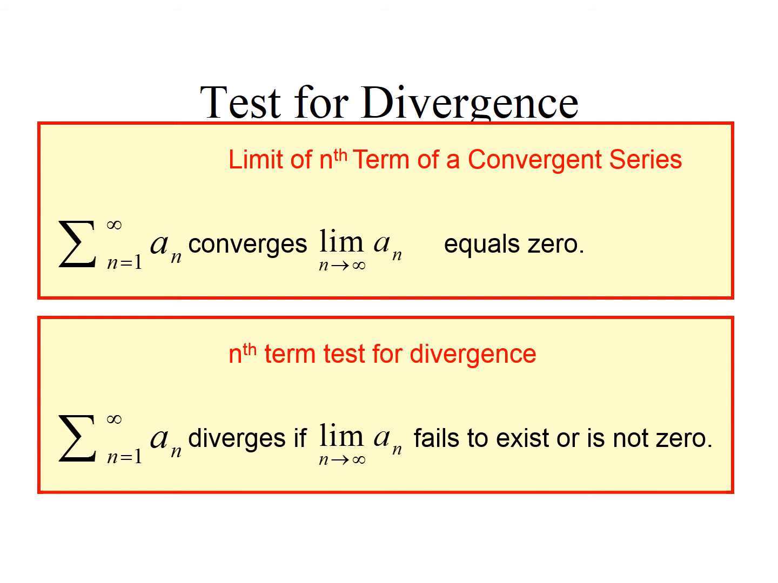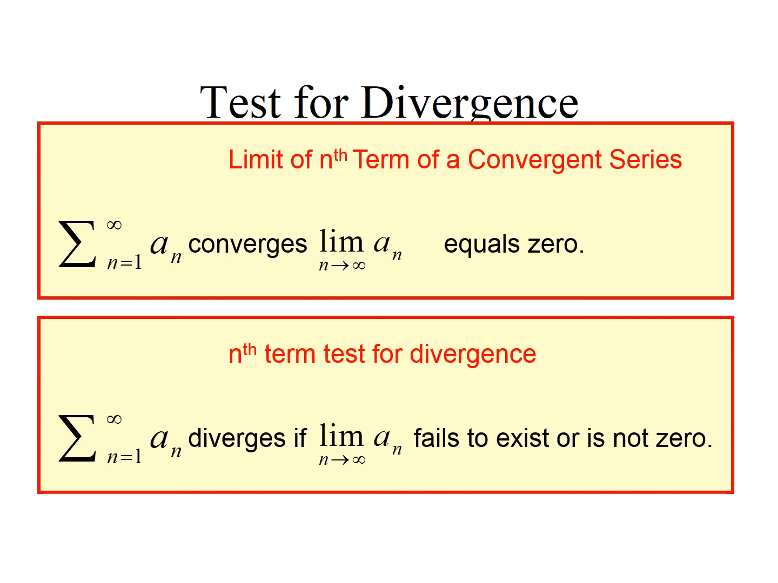And that brings us to the nth term test for divergence. Notice that this test can only test for divergence. It cannot test for convergence. We use this test because it's quick and dirty. We use this test to eliminate the possibility of divergence. So this is like a pre-screening test.